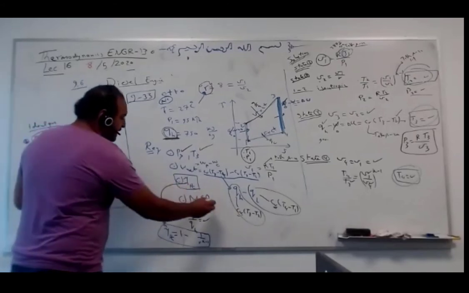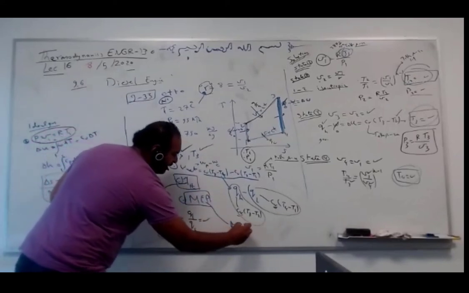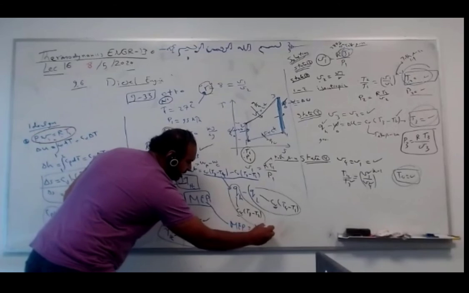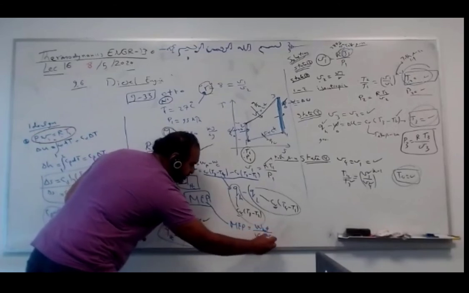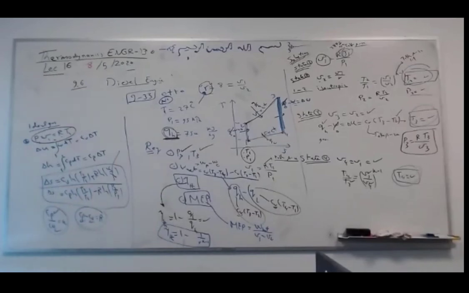So the last thing was MEP, mean effective pressure. MEP is the power, which is W net, divided by V1 minus V2. We have V1, we have V2, and we have W net. That just gives the mean effective pressure. And this is per unit mass. If you have the mass, you can get the absolute value. Okay, guys?